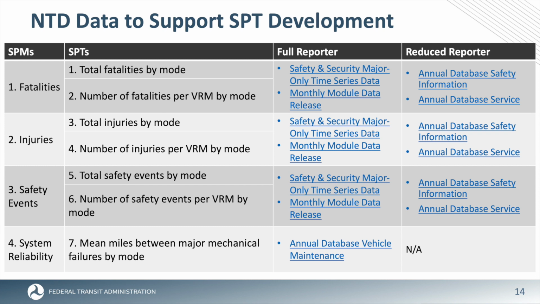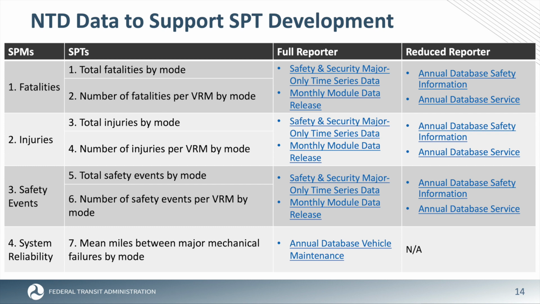So now let's take a moment to put all of those pieces together, and let's link up our SPMs and our SPTs and tie them to data products that could be useful in supporting that SPT setting process. So for fatalities, injuries, and safety events, we know that at a minimum, we have to have a safety performance target for the total by mode, as well as the rate per VRM by mode.